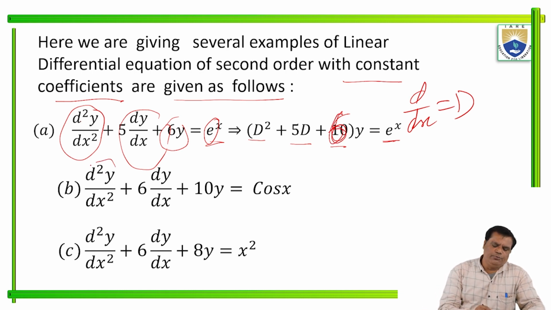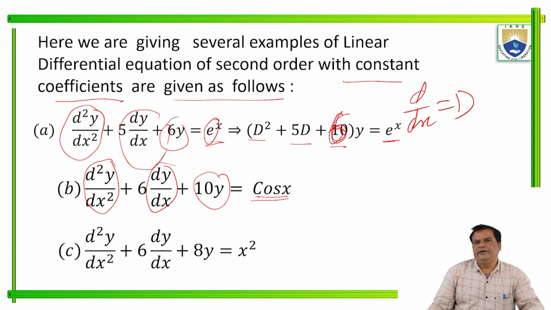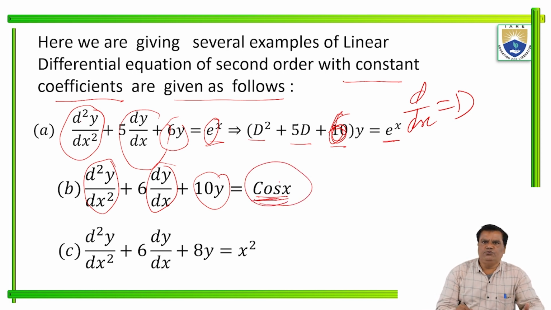Next example is d2y/dx2 plus 6 dy/dx plus 10y equal to cos x. This is also a differential equation of second order with constant coefficient, and the right hand side is cos x. This is Q, the function of x that is known as Q. In the left hand side, there are derivatives in each term: second order derivative, first order derivative, and no derivative, and in each term there is a number multiplying. This is the basic concept of the linear differential equation of second order with constant coefficient.